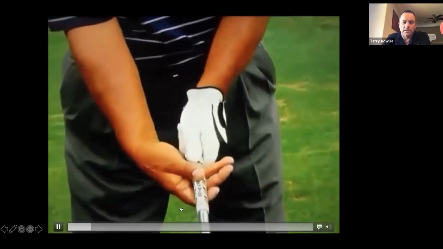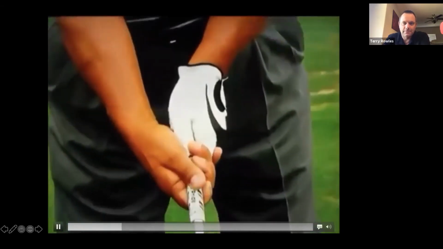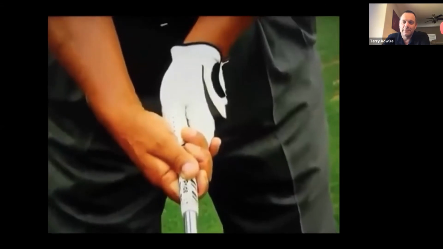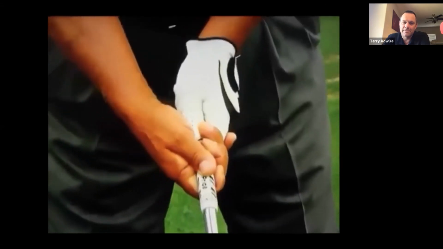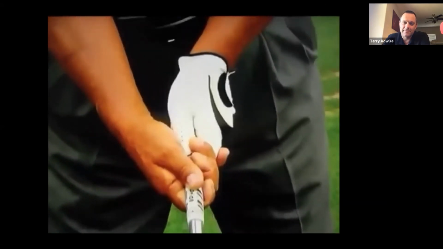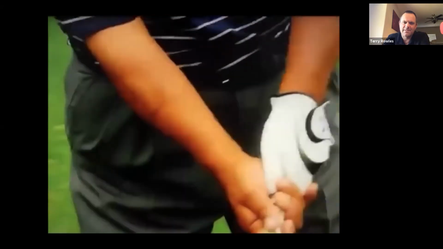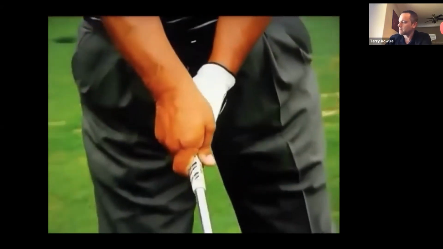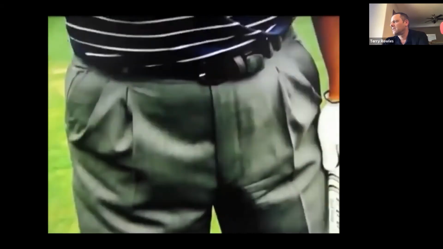Put the right hand underneath to where you can't see any knuckles on the right hand. Now, you have to think about this, because now if you don't hold it and you let this hand go back up to this normal position, you're going to hit yourself a low hook.